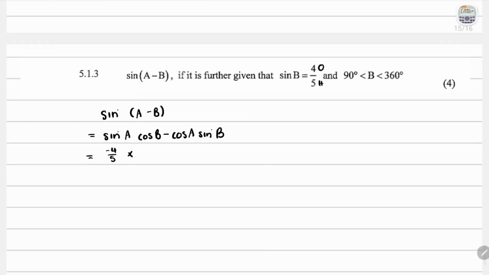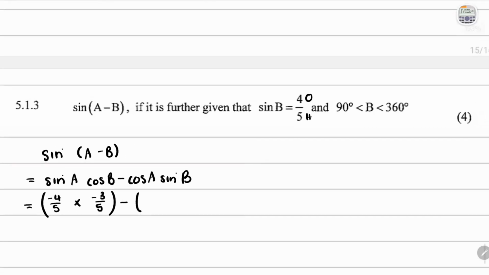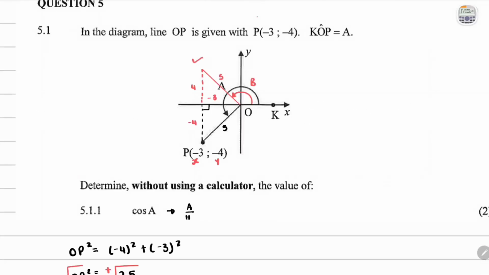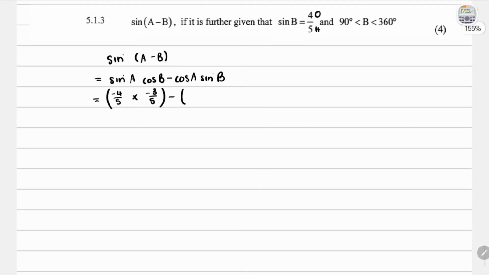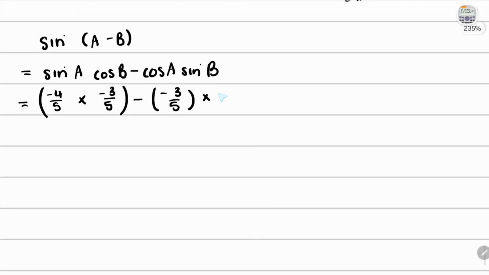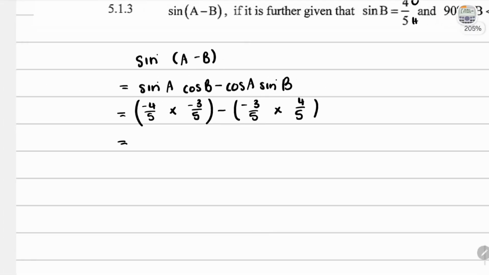So that is -4 over 5 multiplied by cos B, which we don't have here, but if sine B is 4 over 5, then cos B is -3 over 5, because the other side that we had was -3. Then minus, so these two are together and they multiply, minus, and we have cos A. Cos A is negative 3 over 5. And then sine B, which we already have here, is 4 over 5. So multiply by sine B, 4 over 5.